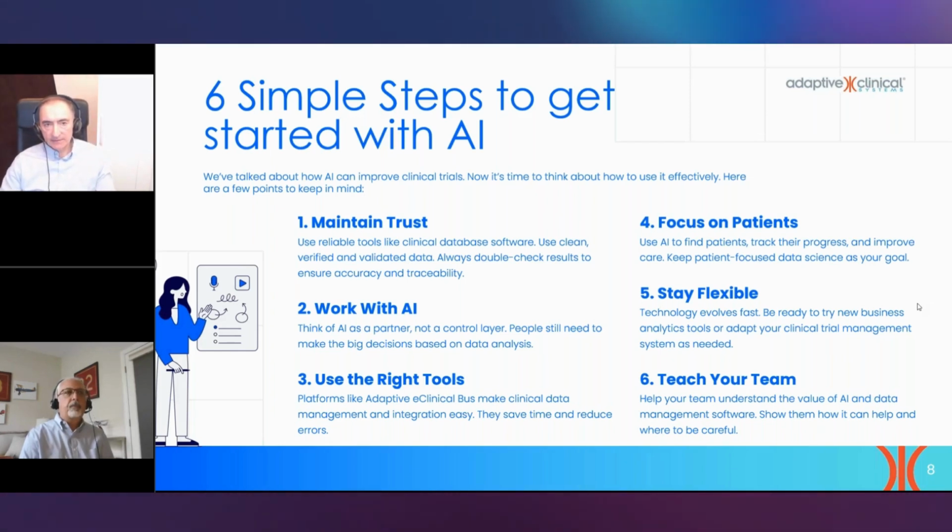The fourth one is it's all about patients. That's why trials exist. So focus on patients, and that will give relevance to everything else. So it's not about the AI, it's not about the EDC, it's about the patient. So if you keep that front and center, it will make everything relevant, as I say.